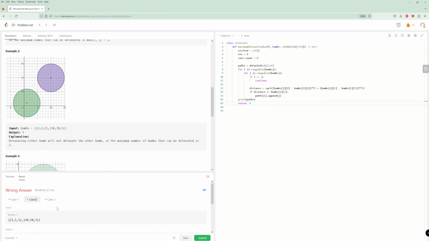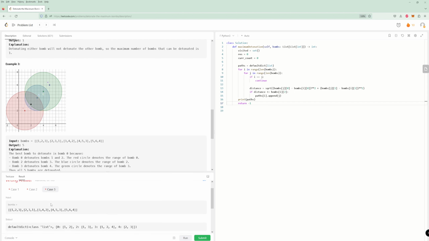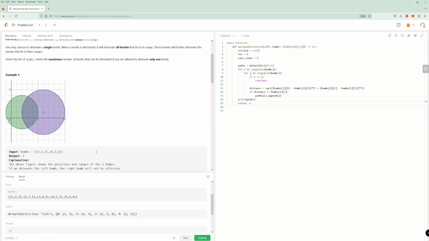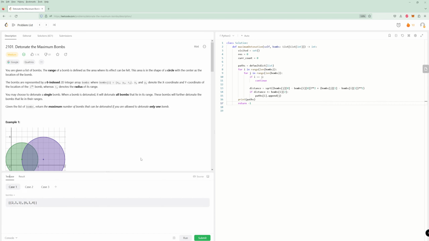So yeah, in the second test case, the bombs aren't connected at all, so that's fine. Now we could see that bomb 0 detonates bomb 1 and bomb 2, that's what we wanted. 2 detonates bomb 1 and bomb 3, 3 detonates bombs 1, 2, and 4. Yes, I think that's correct. Okay, so now that we have that correct, let's move on to the next part so we can get rid of this return value.